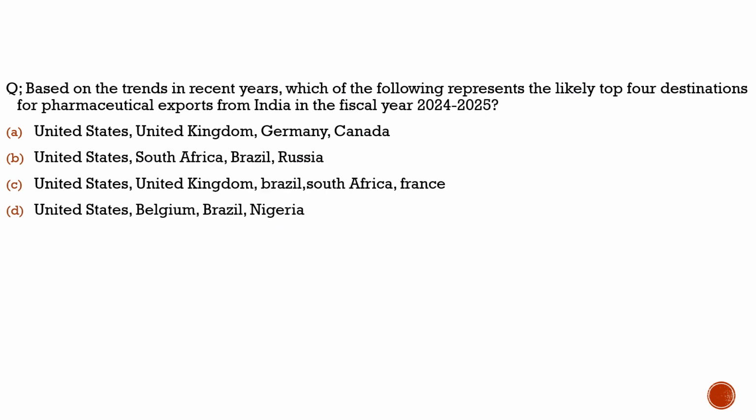Here the question is basically about Indian pharmaceutical exports. Why are we discussing this question? Because in the financial year 2025, our pharmaceutical exports hit 30 billion. So a question can be asked about the destinations for pharmaceutical exports from India in the fiscal year 2024-25. So let's have a basic understanding about it.